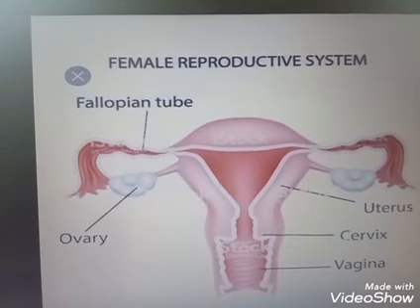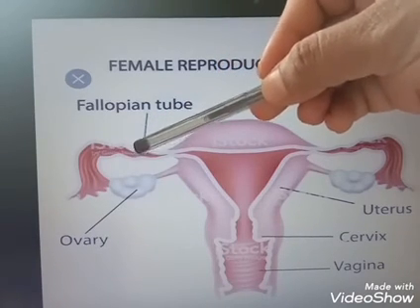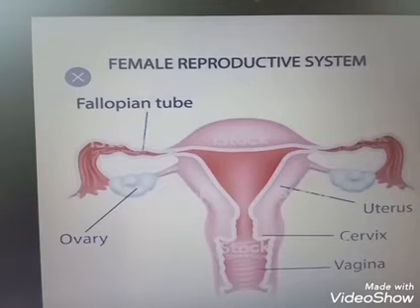Clear? After this ampulla portion comes a narrow portion, that is the isthmus. Isthmus is a short, narrow, thick-walled portion that follows the ampulla. The fertilization process mainly occurs in this ampullary isthmus region.